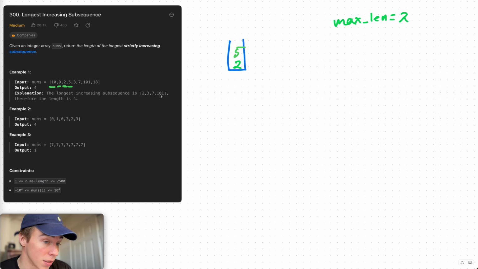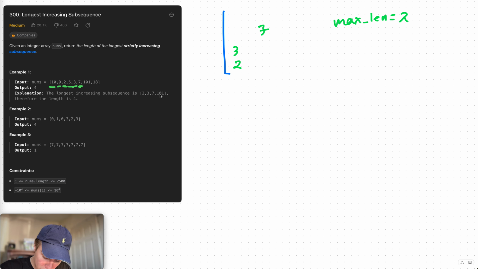Seems like this approach is working so far. Let's look at the next. Let's look at 3. Can we drop in 3 there? Yes, but it would replace 5, and we're okay with that because that's our algorithm. Max length doesn't change. We look at the next number, 7. Can we drop in 7 in there? Yes, we can. And wow, all of a sudden, let me draw a bigger bucket now that we're in need.